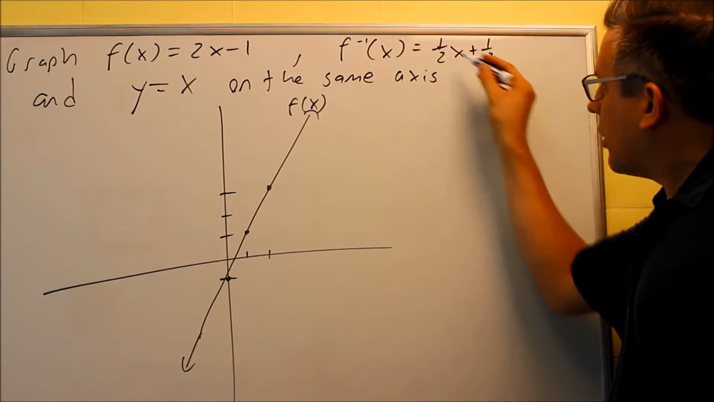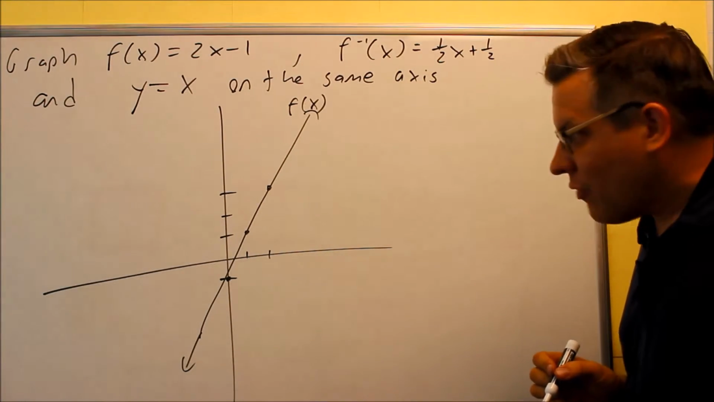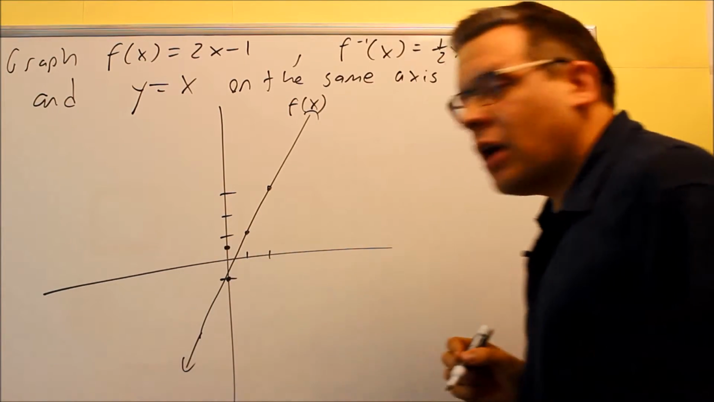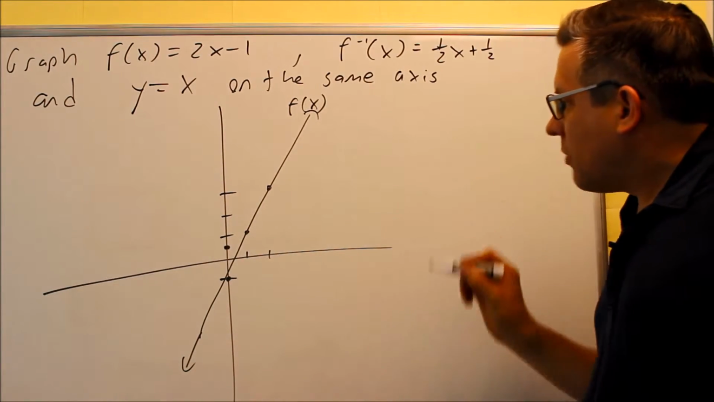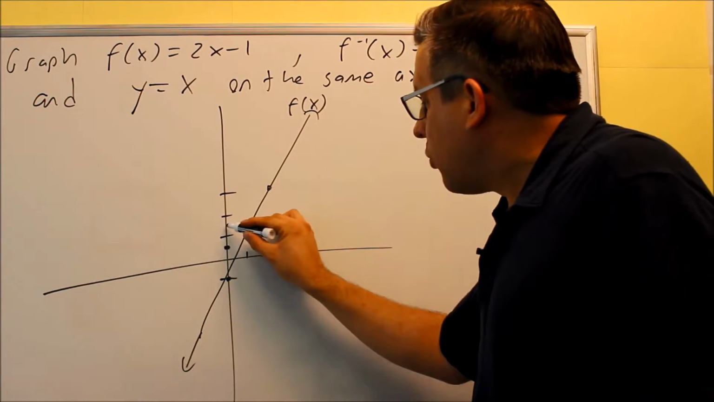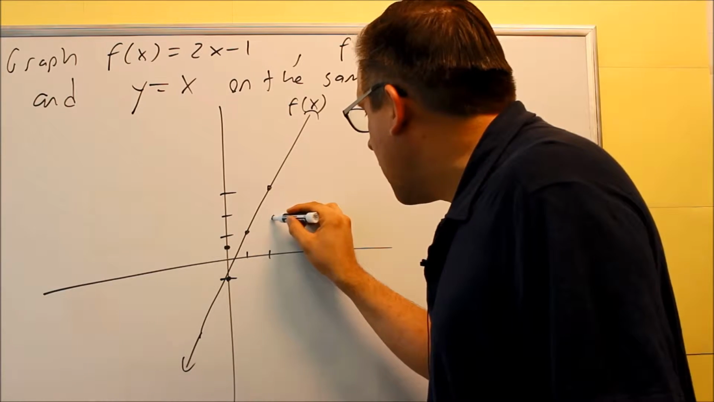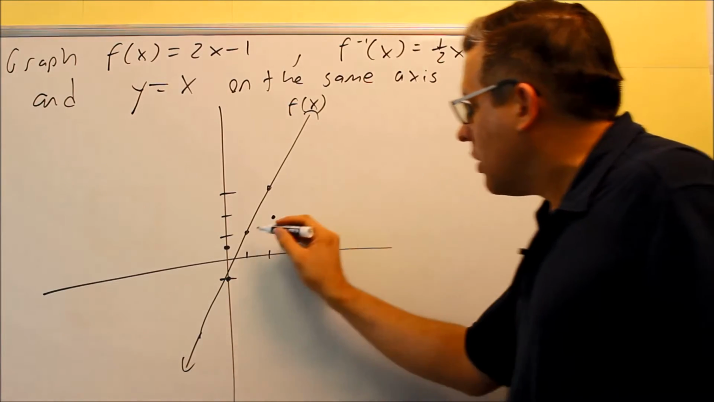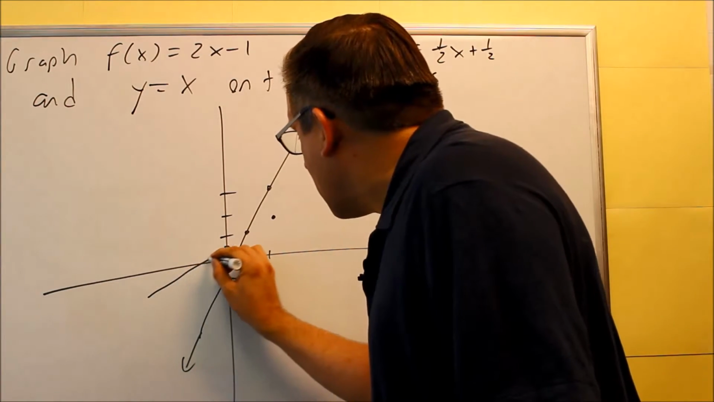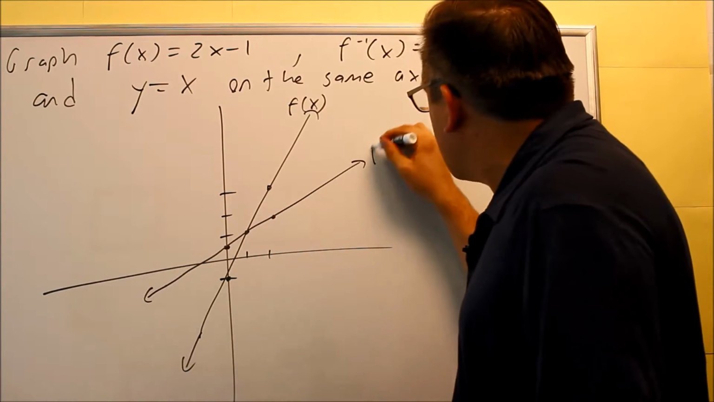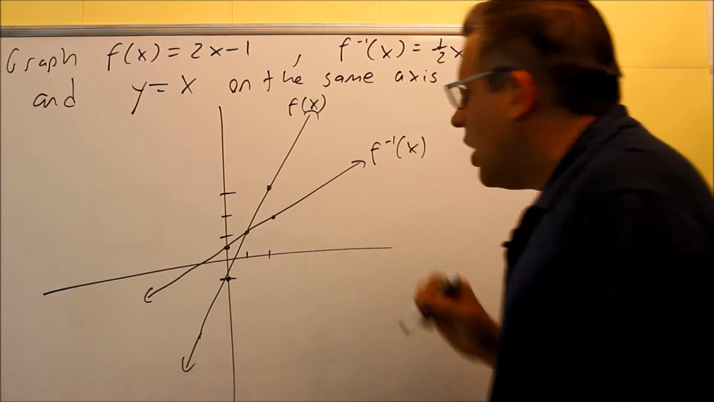Next, let's graph 1/2 x plus 1/2. Okay, so 1/2 is right here. That's your y-intercept, and from there we're going to go up 1 over 2. So up 1 over 2, we'll get this dot right there, and we have these 3 in a row there that it's going to go through. So this is the inverse.